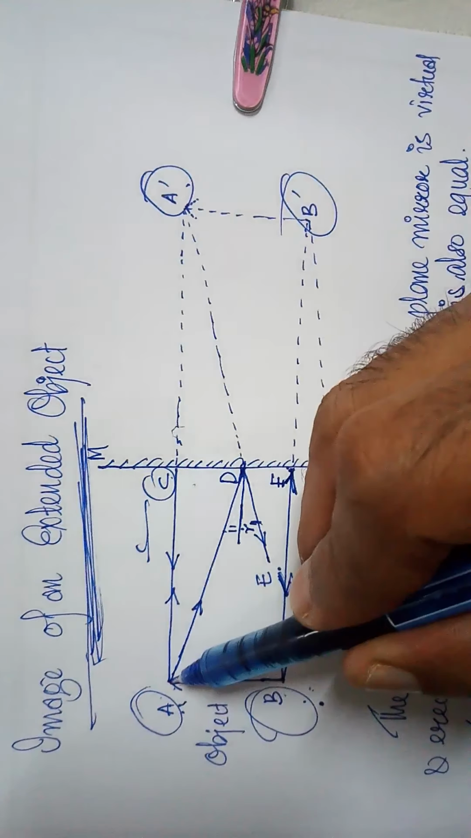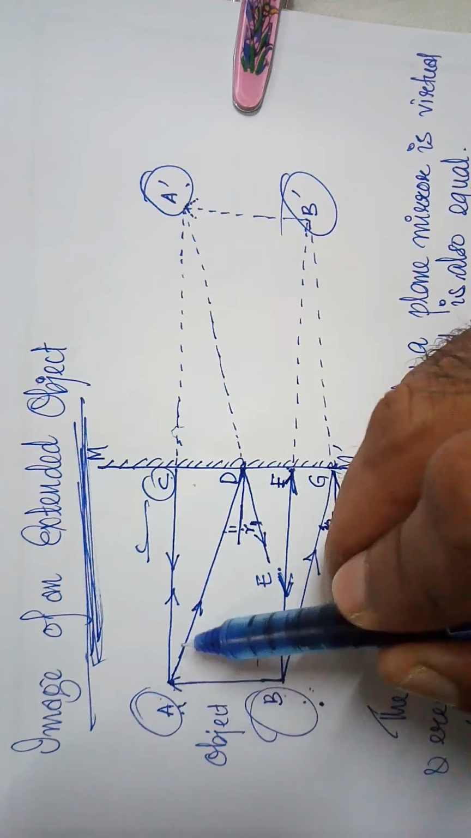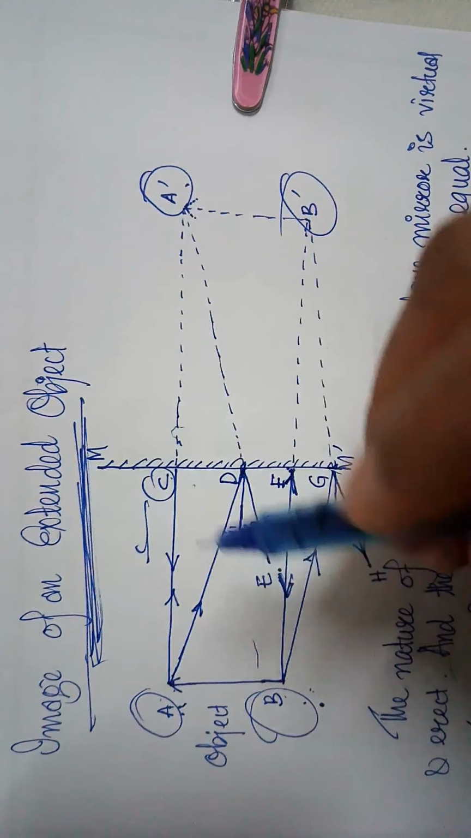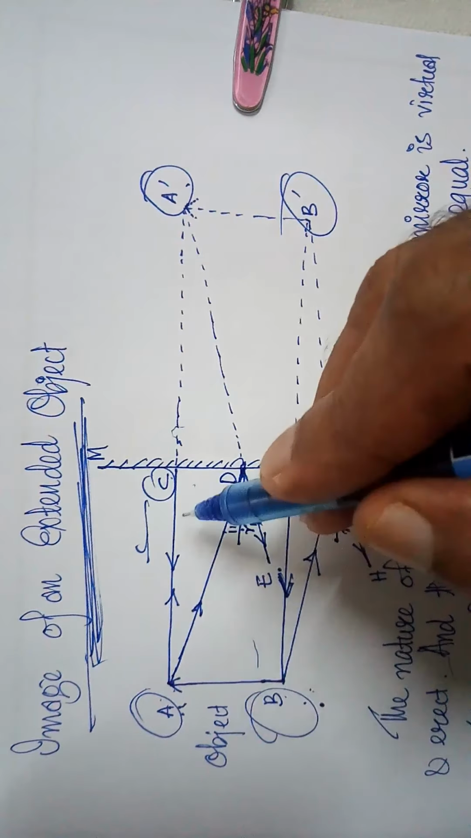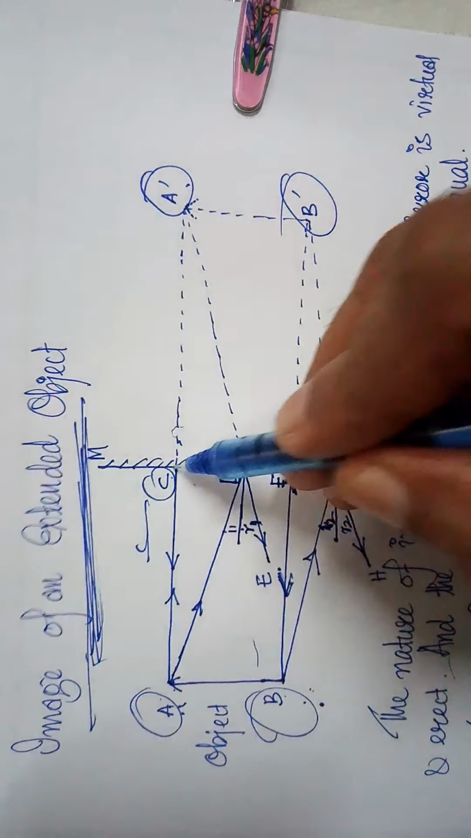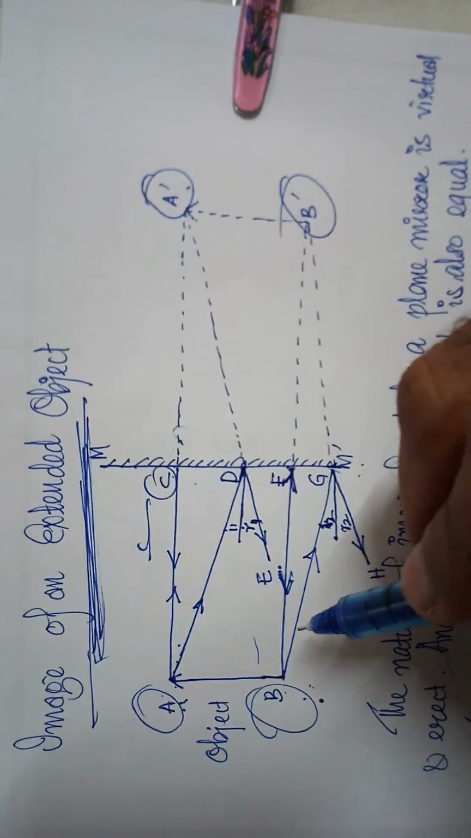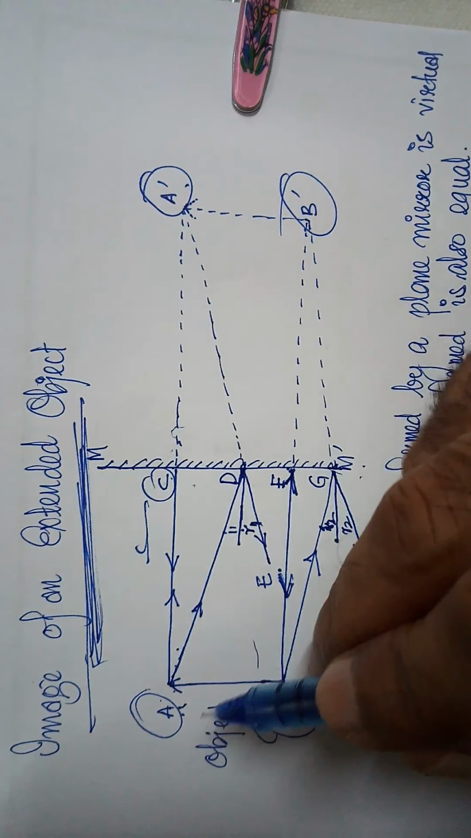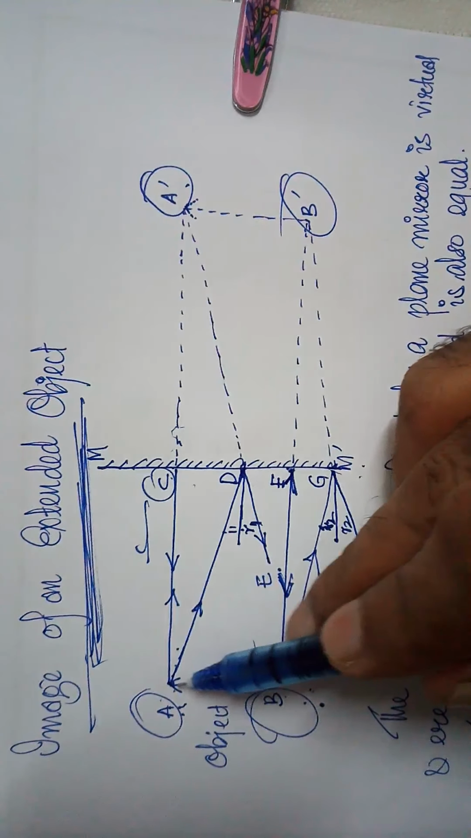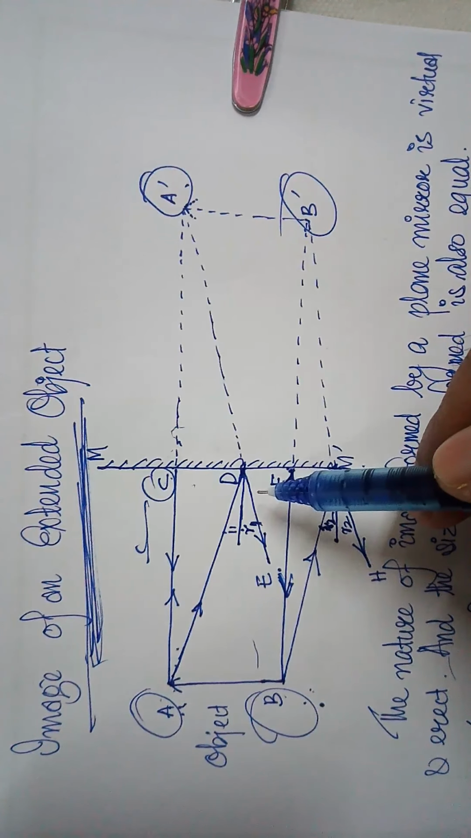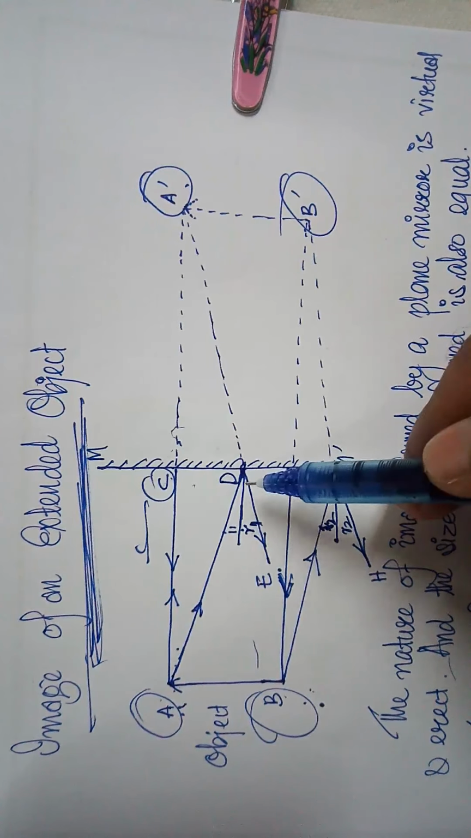From the point A, we draw an incident ray AC perpendicular to the mirror. This will be reflected back along the same path. So CA is the first reflected ray here. Now we'll draw another incident ray AD, which strikes the mirror at the point D.